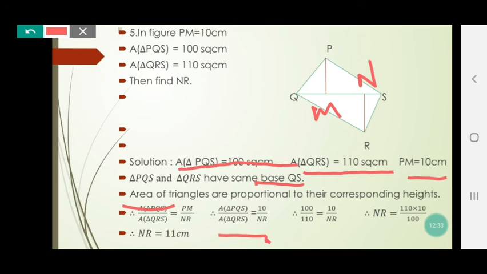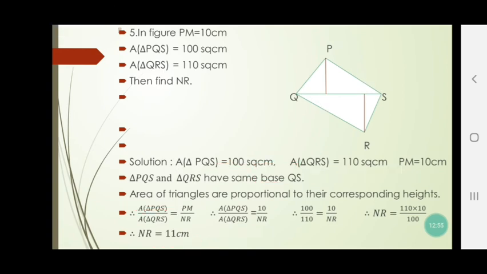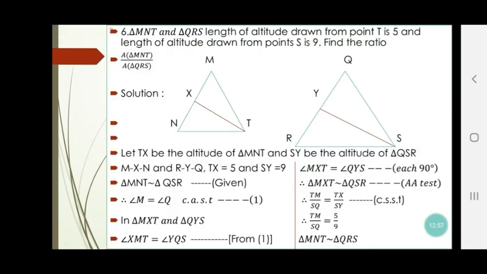So area of triangle PQS upon area of triangle QRS is equal to 10 upon NR, substituting the value. So here it is equal to 100 upon 110 equal to 10 upon NR. So NR will be, cross multiply. When we cross multiply, NR will be equal to 110 into 10 upon 100. Okay. So the value of NR is equal to 11 centimeter. Next, that is problem number 6.